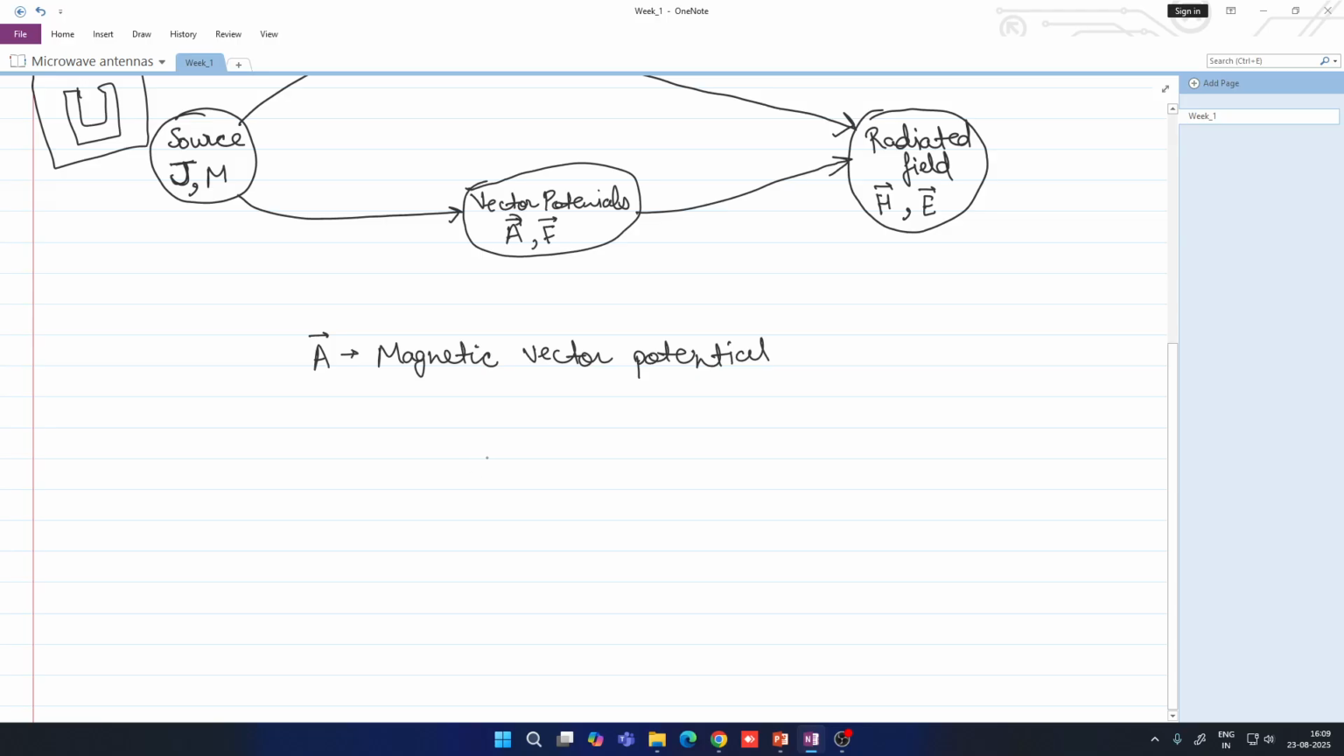So that's why we use these magnetic vector potentials. I hope the idea is clear. Now we will move on to solving the problems.